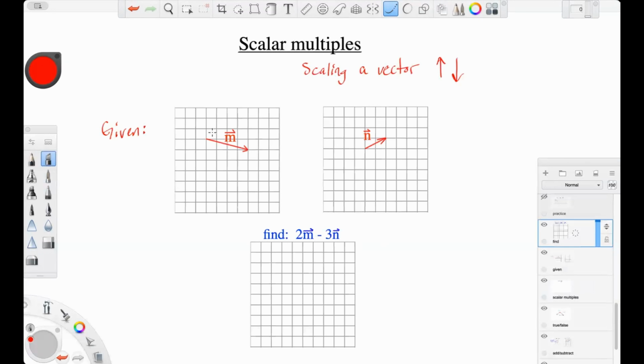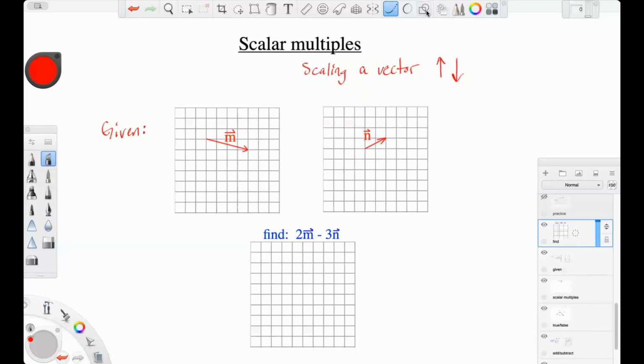Well, one way we could do this is to sketch vector m once and then sketch it again, and that would give us 2m. But that's not going to be the most efficient way to go about this. Instead, let's go back to that idea of analyzing the direction of travel, and then I'm just going to scale it up by whatever this scalar multiple is. So here's what I mean by that.